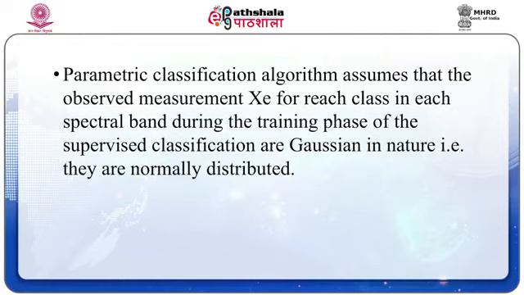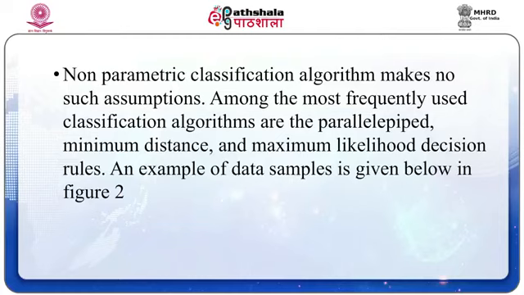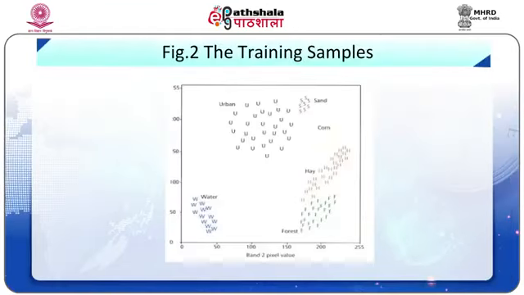phase of the supervised classification are Gaussian in nature, that is, they are normally distributed. Non-parametric classification algorithms make no such assumptions. Among the most frequently used classification algorithms are the parallelepiped, minimum distance, and maximum likelihood decision rules. An example of the data samples is given in Figure 2.